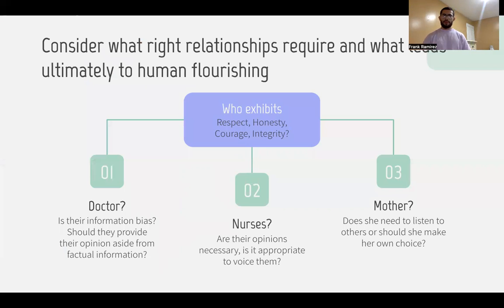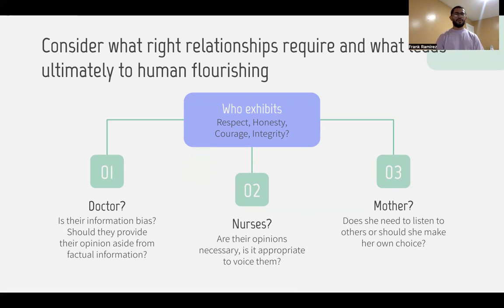The next part of this process is to consider what right relationships require and what leads ultimately to human flourishing. In this scenario, there are a few groups of identities: the doctor, the nurses, and the mother herself. And what is at question is who exhibits respect, honesty, courage, and integrity.